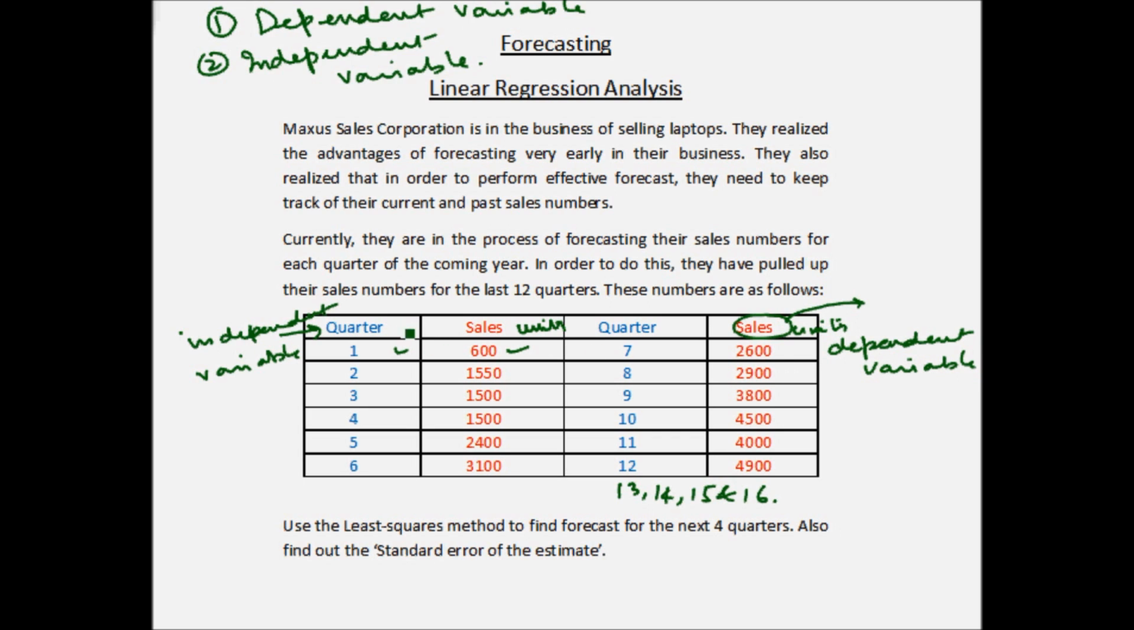So as it clearly is understood here, the number of quarters is not dependent on the sales, but the sales figures are varying by the number of quarters. So the dependent variable is the one that we want to forecast, because we want to find out the forecast for quarters 13, 14, 15, 16 in terms of sales units.